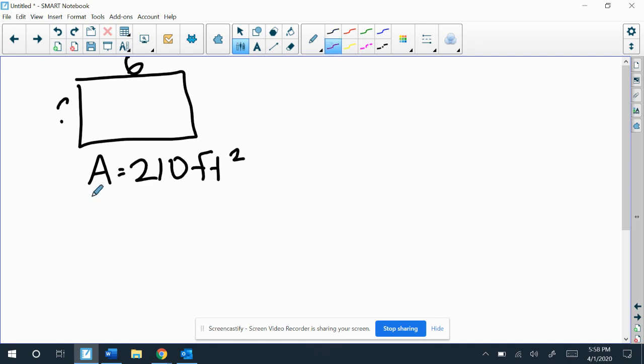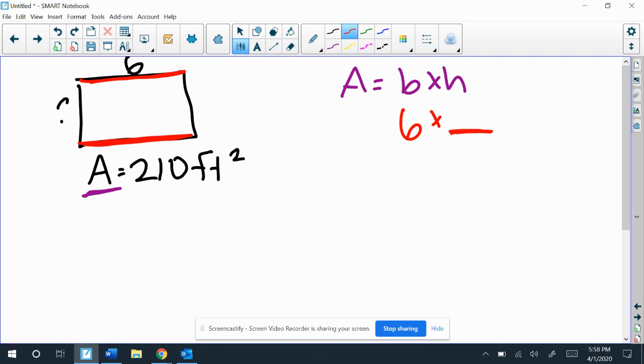Because it gives you the area, I know that my equation is going to be area equals base times height. Well, my base is right here. It's also the same number as that. So I have 6. I don't know what my height is. That's the question, so I'm just going to leave that blank. But I do know what my area is, 210. I'm going to divide this out because that's the opposite of multiplication.